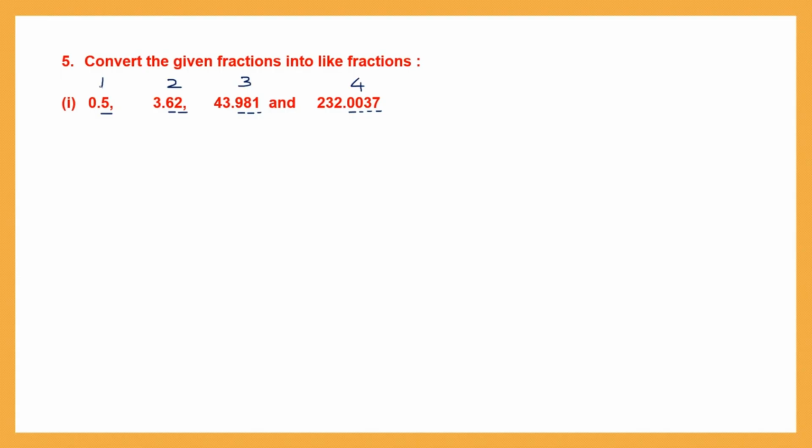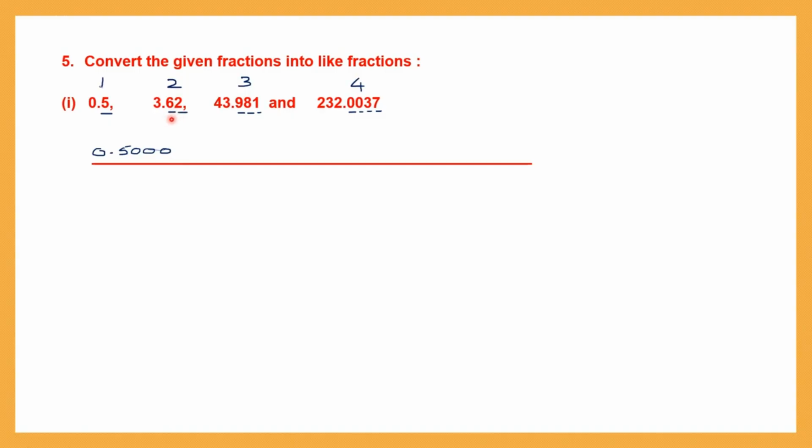Now here the question is, we have to change them to like decimal fractions. Now how can we do that? We have to look for the one with the highest number of decimal places, and that is 4. So we have to see that the other three decimal numbers also have 4 decimal places. So let's see how to do it. Let's write down the first one. First one is 0.5. It has only one decimal place. To make it have 4 decimal places, I'm going to put 3 zeros. Now how many decimal places are there? 1, 2, 3, 4. There are 4 decimal places.